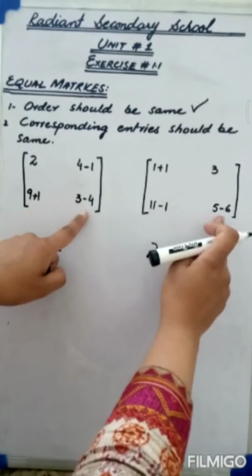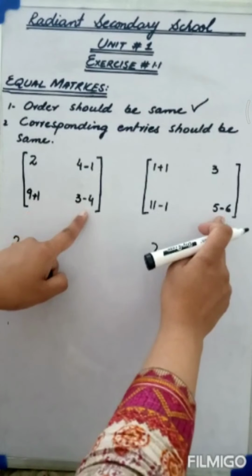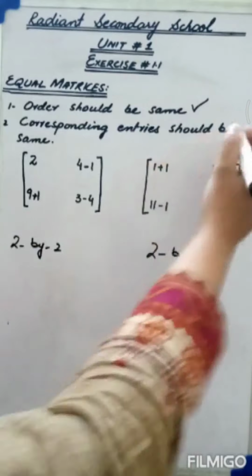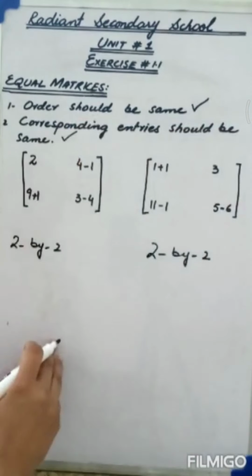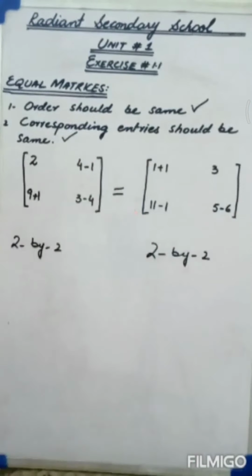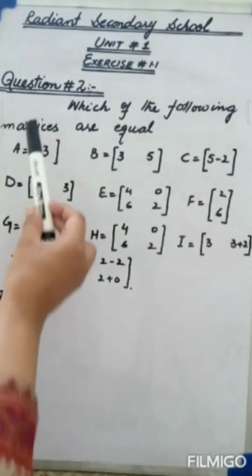3 minus 4 minus 1 and 5 minus 6 minus 1. So both conditions are satisfied. We can say that these two matrices are equal. Okay student, now this is question number 2.